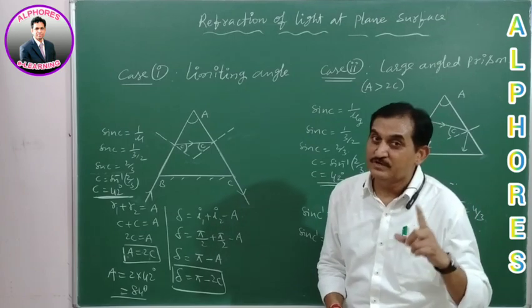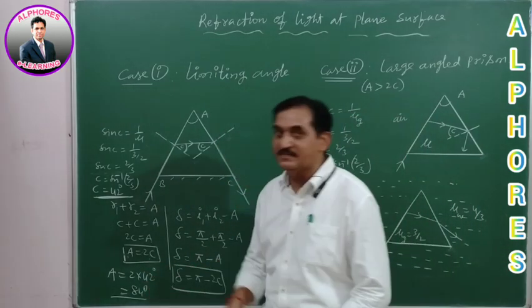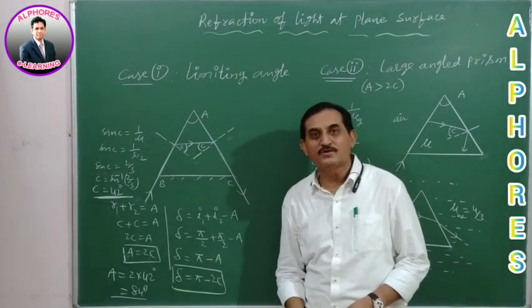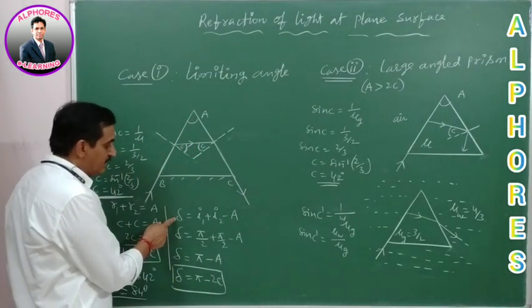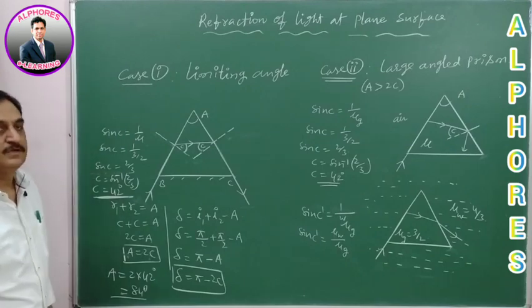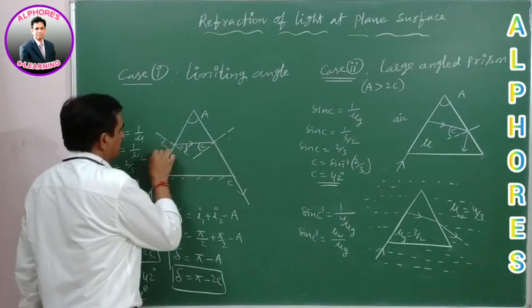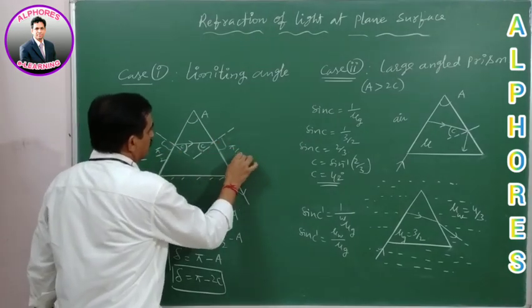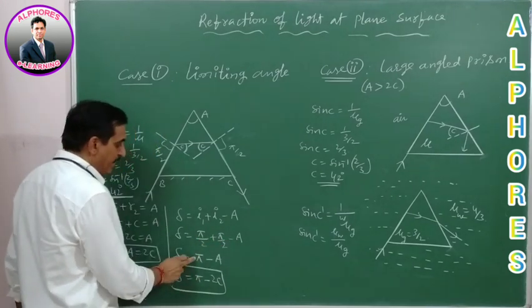For angle of prism 84 degree, therefore this 84 degree is known as the limiting angle. Okay, clear? So in this case, the total deviation suffered is delta equal to i1 plus i2 minus A. We know this formula. Now i1 is here 90 degree, pi by 2. i2 here, pi by 2. Total, pi by 2 plus pi by 2 minus A, pi minus A.